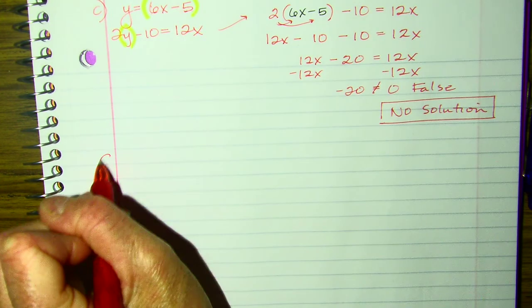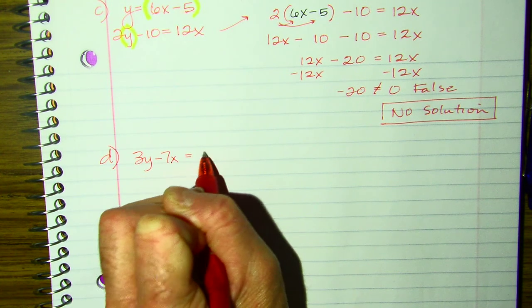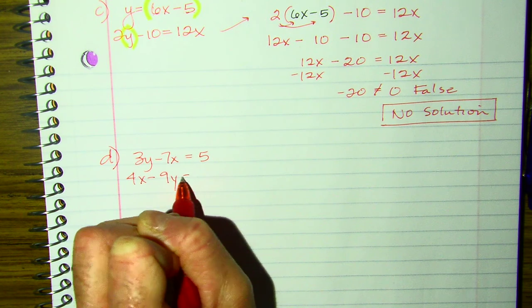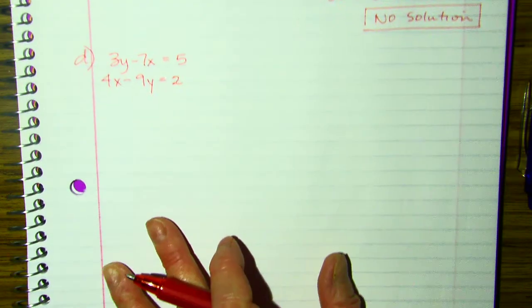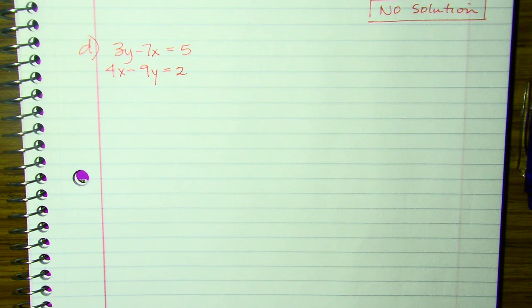D. 3y minus 7x equals 5, and 4x minus 9y equals 2. Now this is going to be a difficult one because you're going to get fractions, but we're going to get rid of those fractions. Or we can if you'd like. It's up to you.